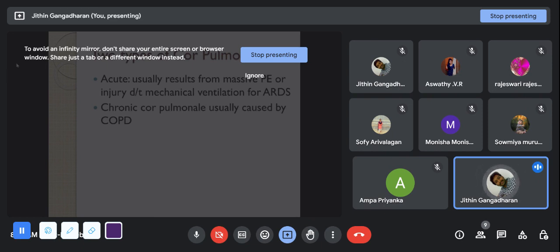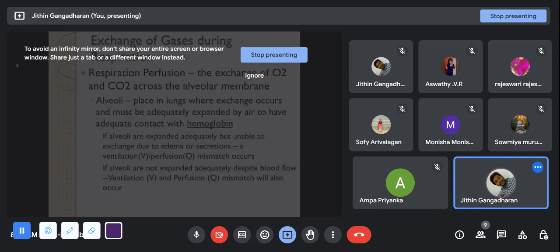It's an acute result of pulmonary embolism. Okay, cor pulmonale means it's a result of pulmonary embolism or injury to the ventilatory disorders due to acute respiratory distress syndrome. The chronic cor pulmonale is mainly caused by COPD. Clear. So there are respiratory perfusion changes. Just understand these points for your Prometric exam. There will be respiratory perfusion changes, and it also affects the hemoglobin level. Ventilation-perfusion mismatch is the main point you have to check. Ventilation-perfusion mismatch will be there.